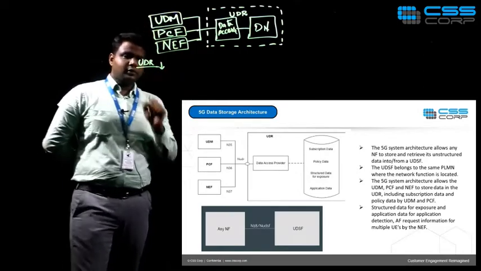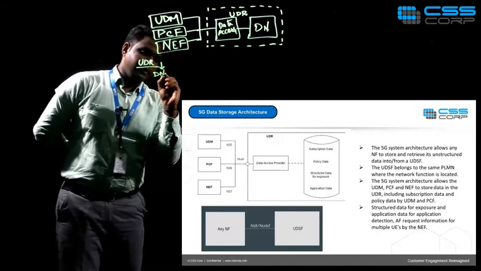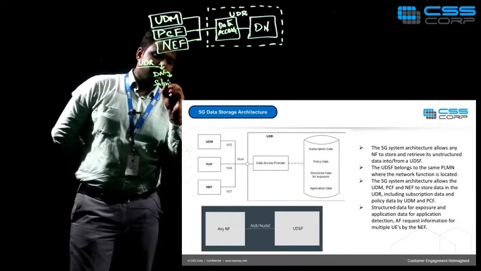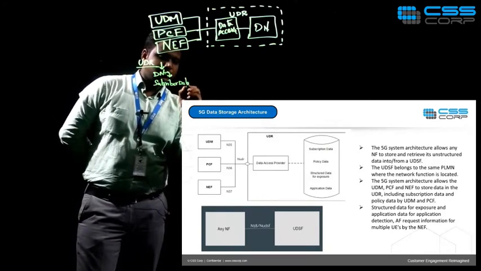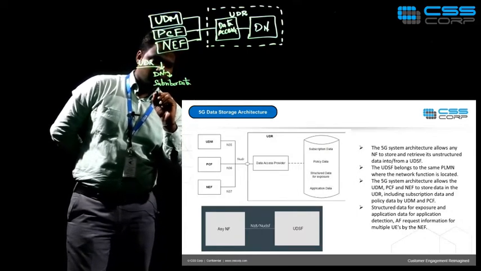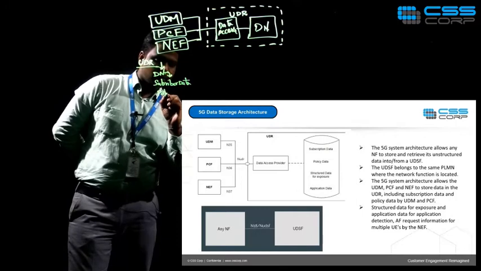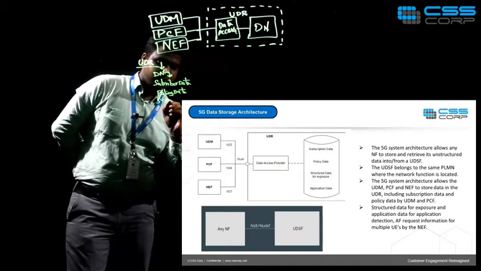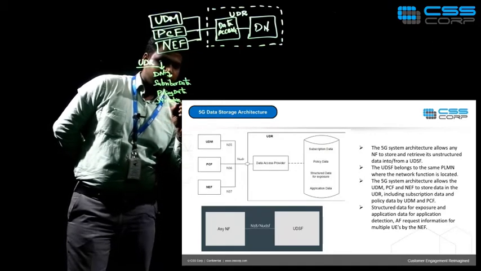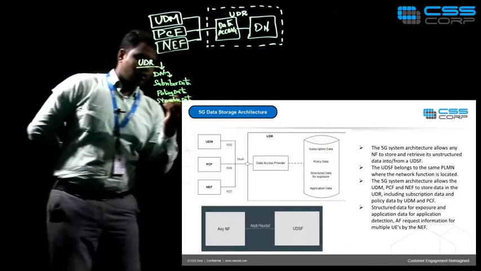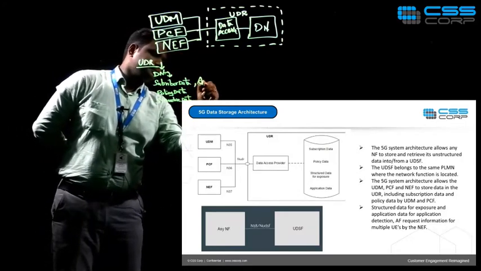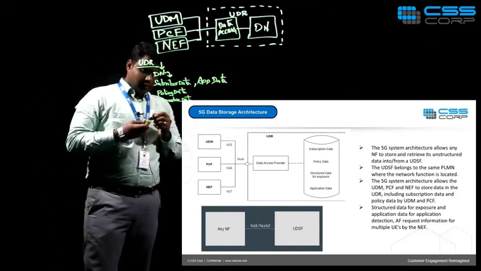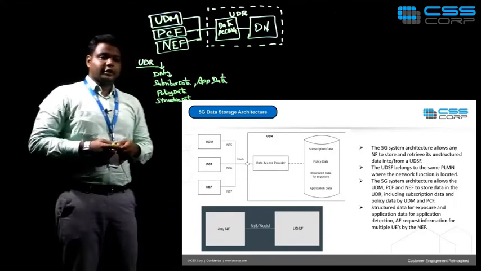So in this UDR we have the data network as DN. In this DN we have the subscriber data, policy data, structure data, also application data. So these are all the data consisted in the data network.